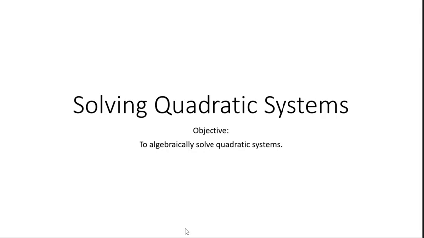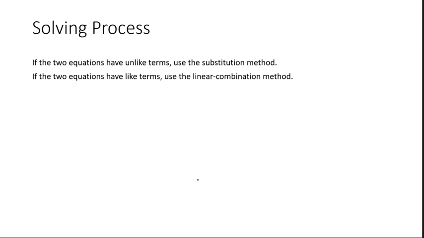So when you're solving, there are two different methods that we might need to use. The first is if our equations have unlike terms, we want to use a substitution method. And then if they have like terms, we want to use the linear combination method. And we're going to take a look at both of those scenarios here in the following moments.